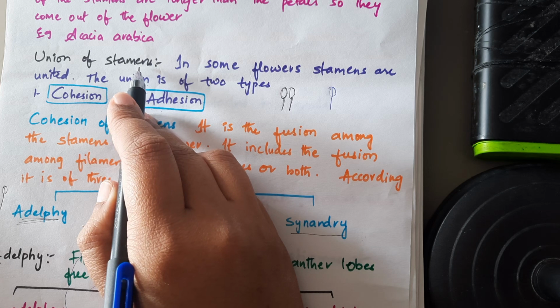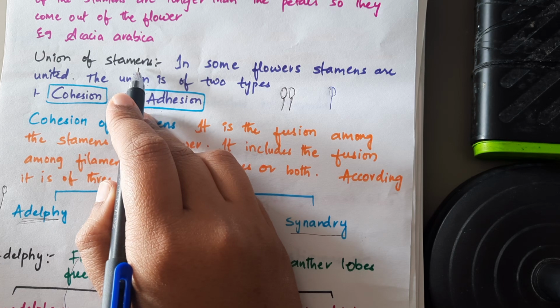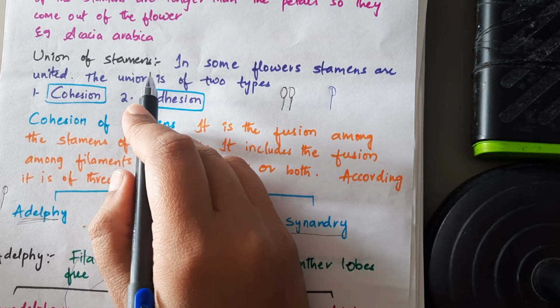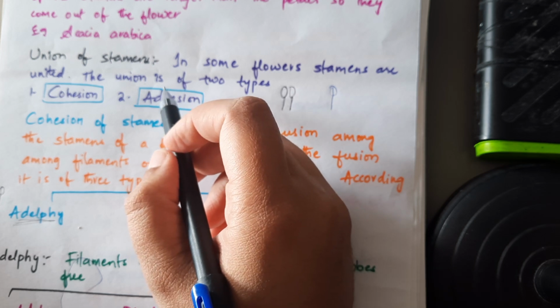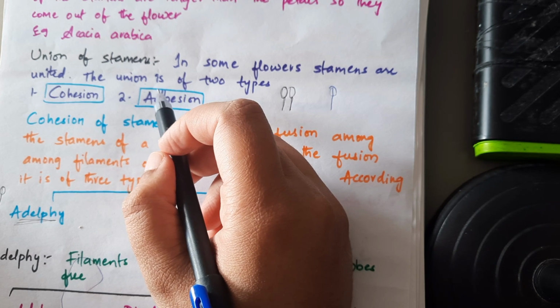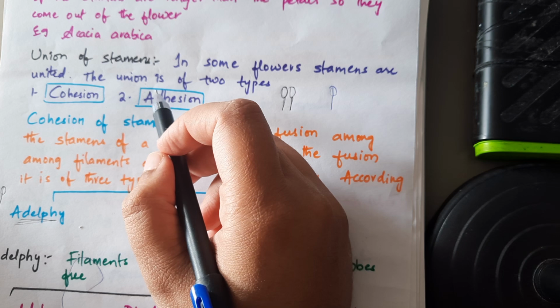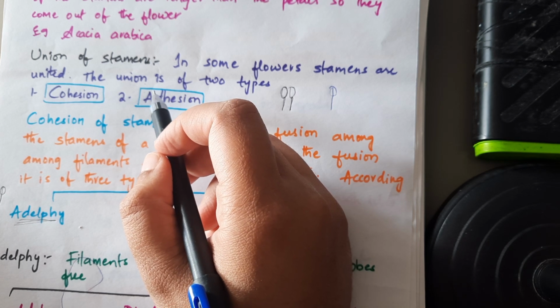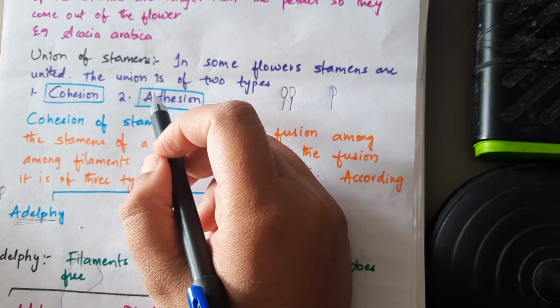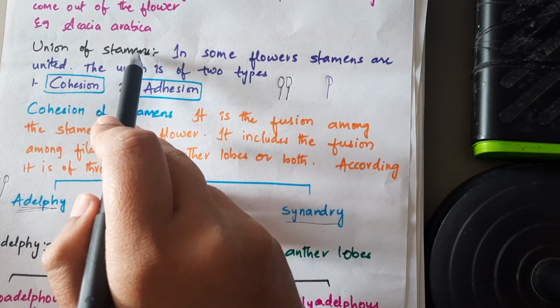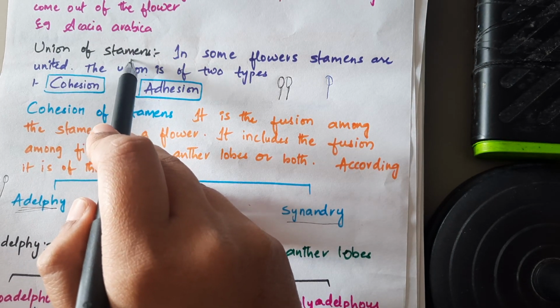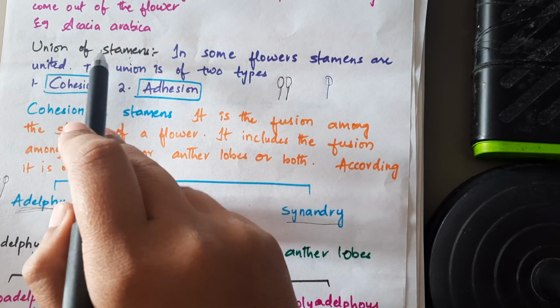Just like we have seen the union of calyx and corolla. In the calyx also, if they are free, we call it polysepalous. If the calyx is united, we call it gamosepalous. Same for the corolla. If the petals are free, we call that condition polypetalous. If those are fused, we call it gamopetalous. Same here, the union of stamens means the stamens are united or fused.